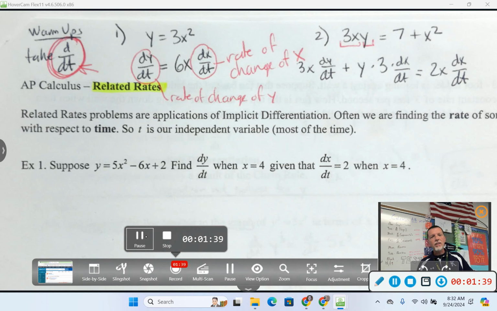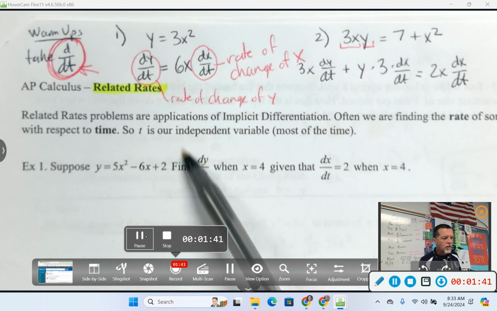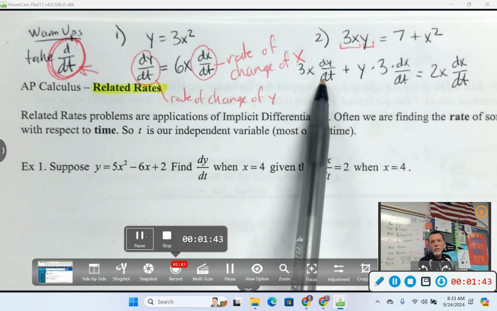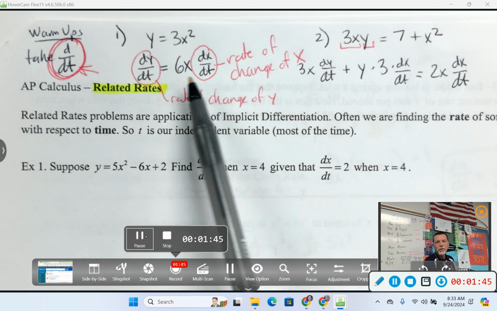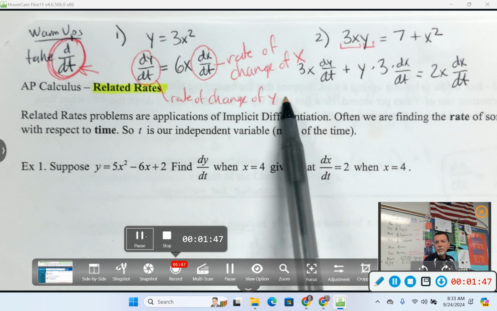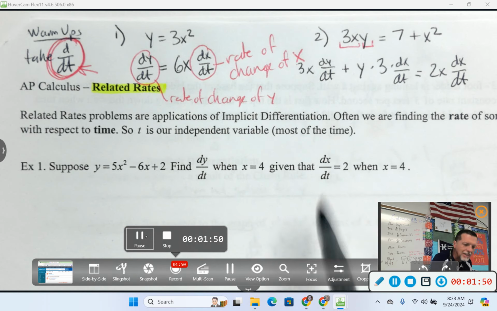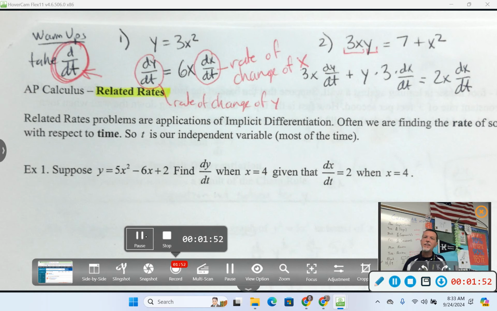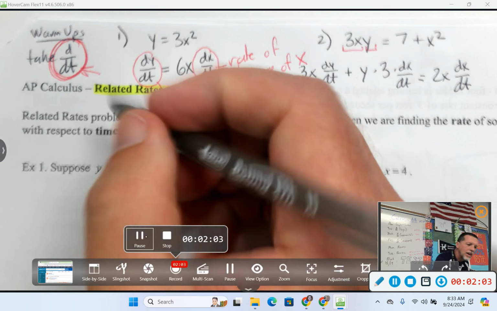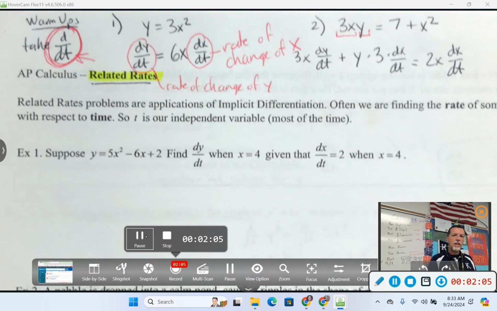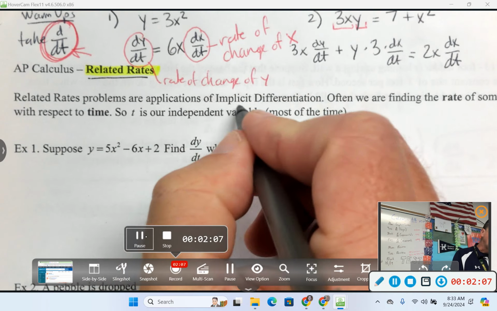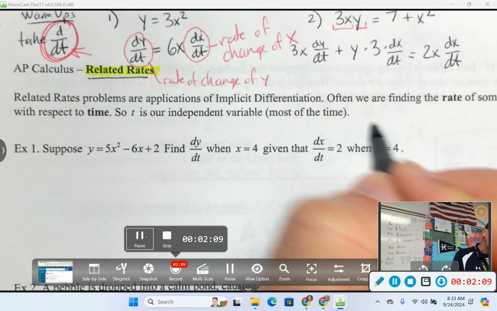So related rates just means your answer, or maybe not your final answer, but some part of the problem is going to have multiple d dt problems in it. So you're going to have dx dt and dy dt, or dr dt, dv dt, dh dt, everything that could change with respect to time. Lengths, widths, heights, radiuses, volumes, speeds, like all sorts of things. Related rates are applications of implicit differentiation.